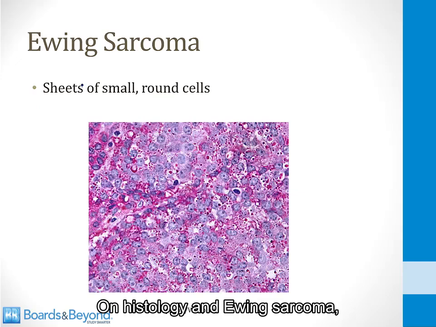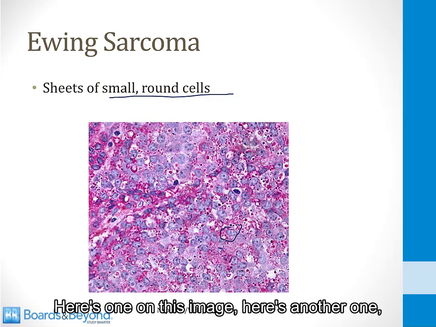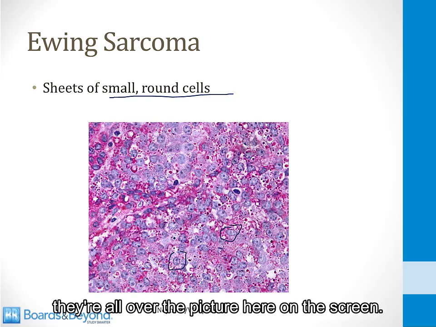On histology in Ewing sarcoma, you see sheets of small, round cells. They're usually blue or purple. Here's one on this image. Here's another one. They're all over the picture here on the screen.